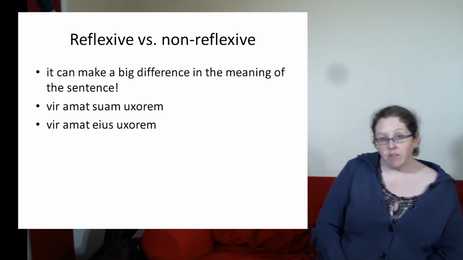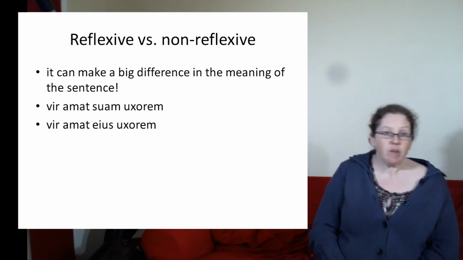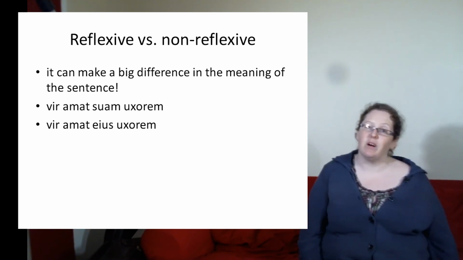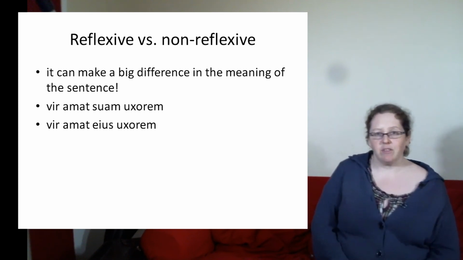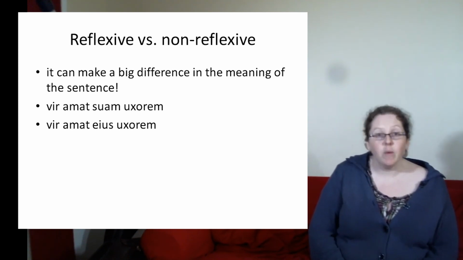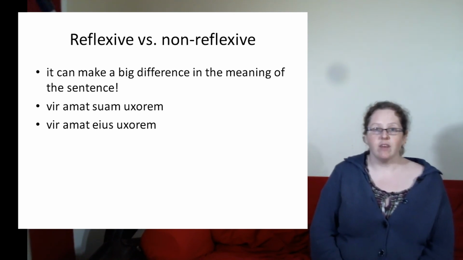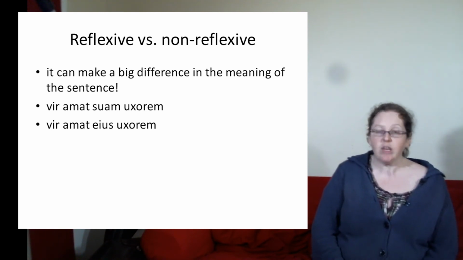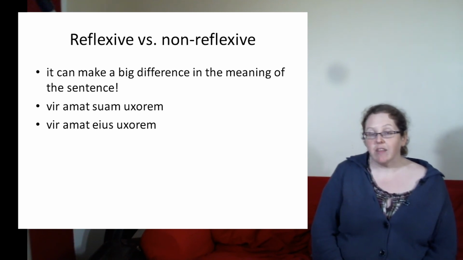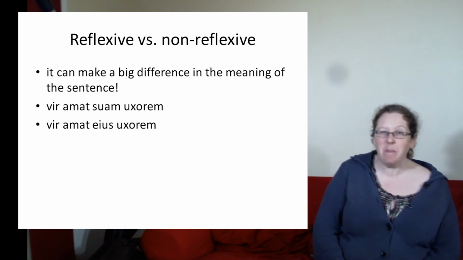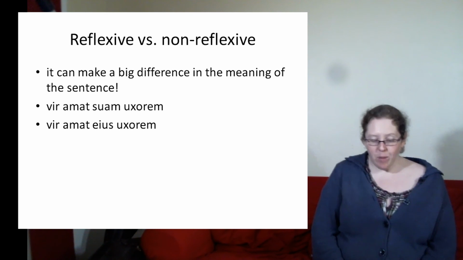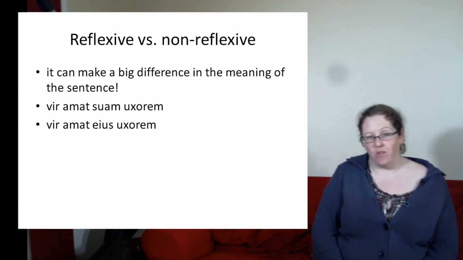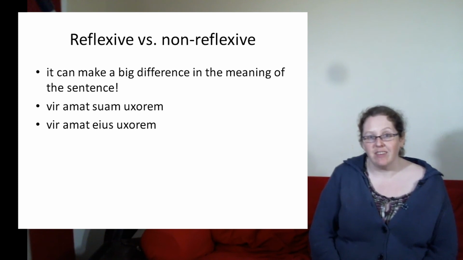But the use of the reflexive in the one sentence and a non-reflexive in the other sentence makes a rather different connotation, shall we say, for the sentences. Because the first one, vir amat suam uxorem, means the man loves his own wife. But the second one, vir amat eius uxorem, means the man loves his wife or the wife of that man, and it has to mean that he loves somebody else's wife. Eius can't be referring to vir. It can't be referring to the subject of the sentence.